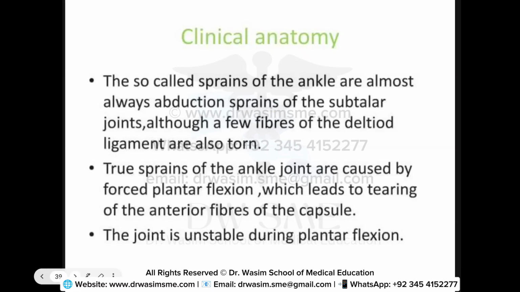So regarding the clinical anatomy, the so-called sprains of the ankle are almost always because of the abduction movement of the subtalar joint, although few fibers of the deltoid ligaments are also torn. True sprain of the ankle is caused by forced plantar flexion, which results in tear of the anterior fibers of the capsule, and the joint is unstable during plantar flexion. So these are just important points to remember.